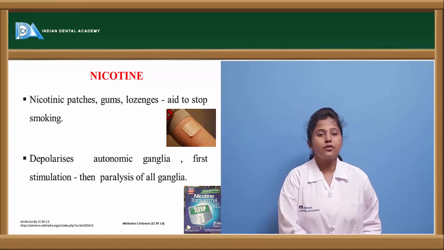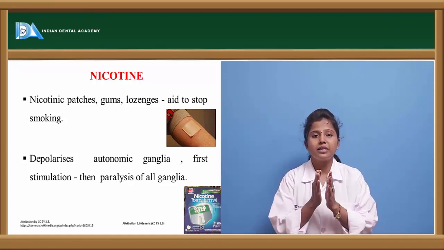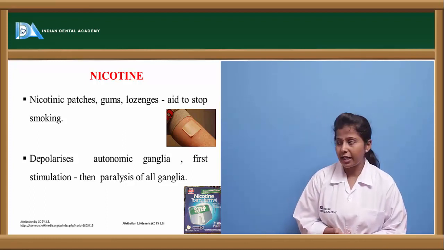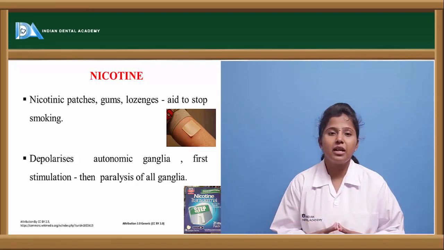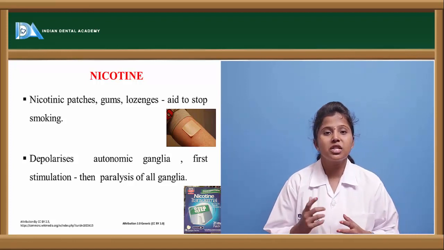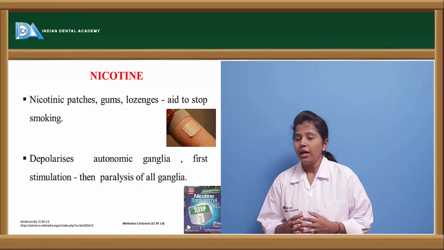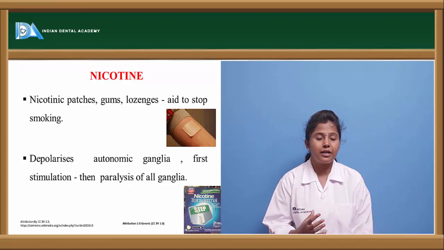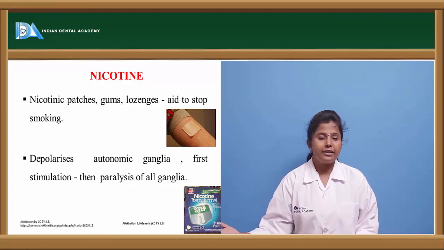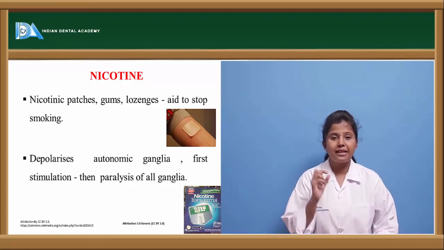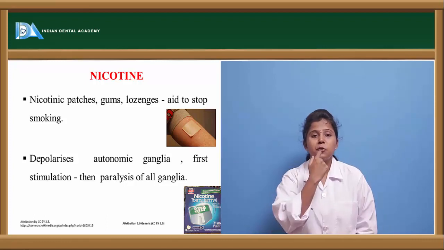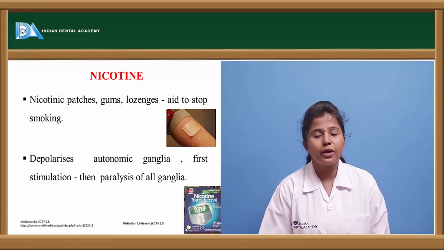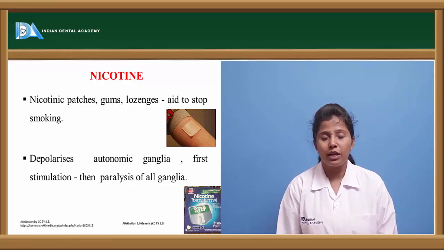Nicotine is one of the drugs which blocks acetylcholine from binding to the nicotinic receptors and exerting its actions. Nicotine is mainly formulated in the form of patches, gums, lozenges and other formulations. The patches we just have to apply on the skin, and with the gums, when chewed, the nicotine enters into the body. These are the formulations in which nicotine is available in the market.